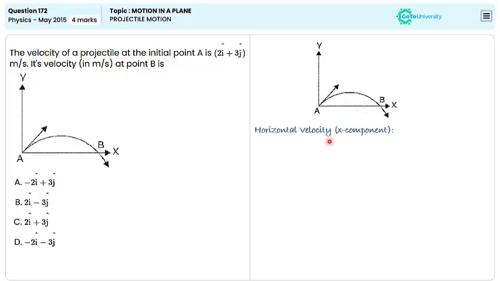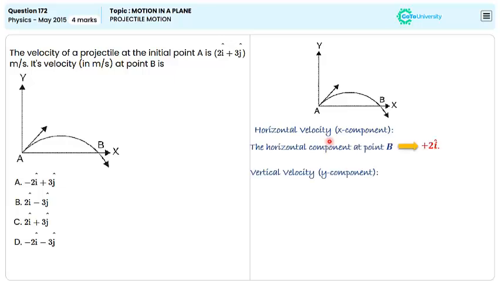In projectile motion, the horizontal component of the velocity remains constant because there is no horizontal acceleration. Therefore, the horizontal component at point B will still be plus 2i.